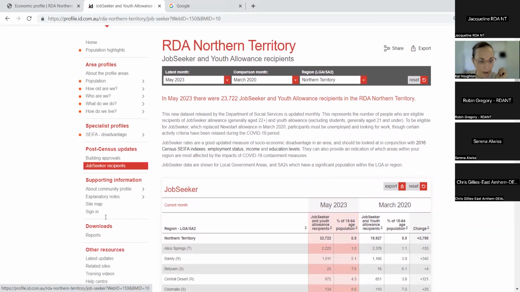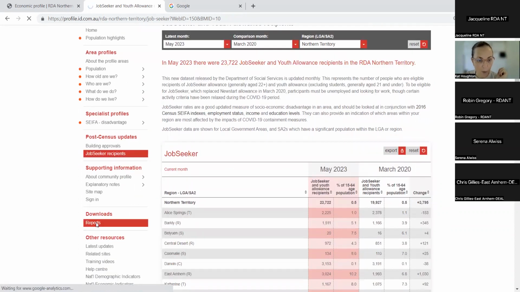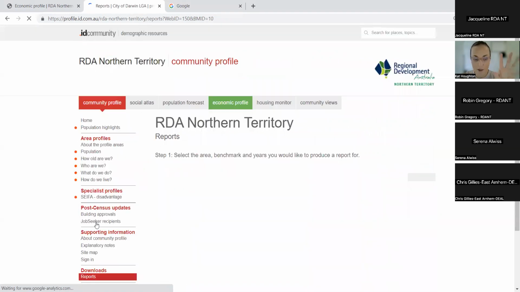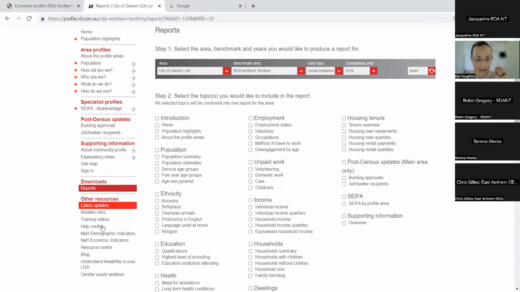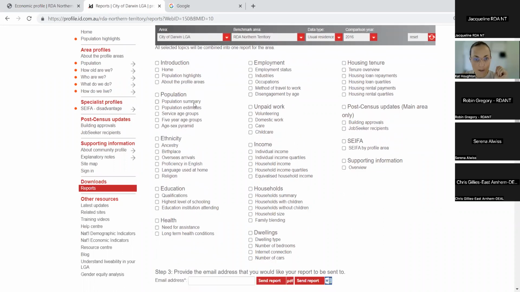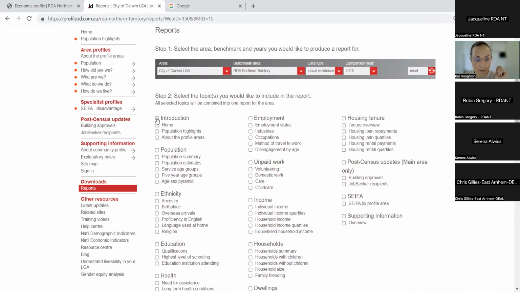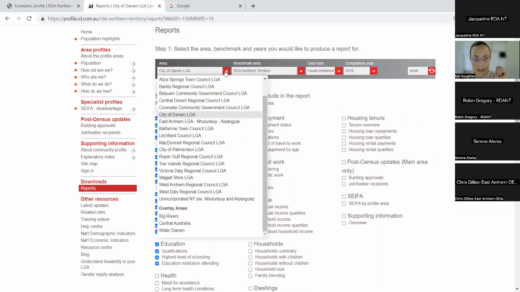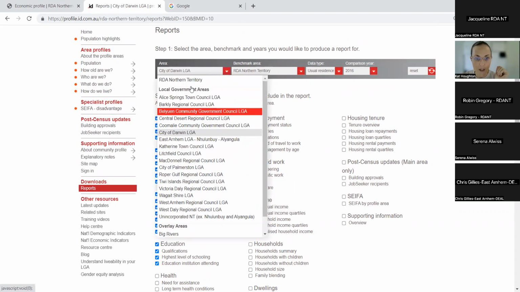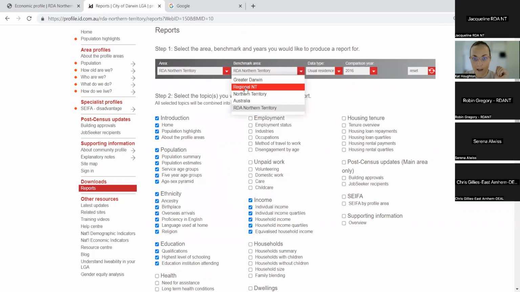The next thing I'm going to show you is your reports. There are lots of training tools on here, training videos, things like that. Down the bottom, you can see there's a help center, blogs, all of that sort of thing. There is also this area that we've created, which is a report writing section. You can grab a number of these topics. I've got it on City of Darwin LGA, and I can change that to the Northern Territory and change my benchmark area to Australia.